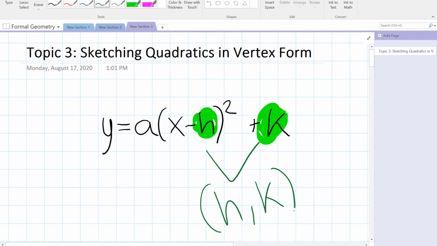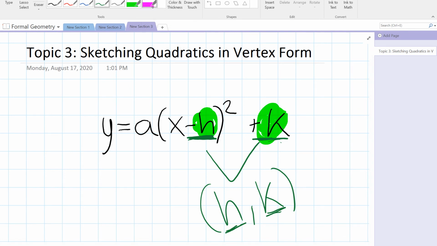Now I want you to note here that this says minus h, so when we're talking about inside the parentheses with the x, the value that we're going to get is always going to be the opposite sign of whatever is inside the parentheses. So this is minus h here, and I have a positive h here. And then my k value is going to match the sign. So this is a positive k here, and this is a positive k here.